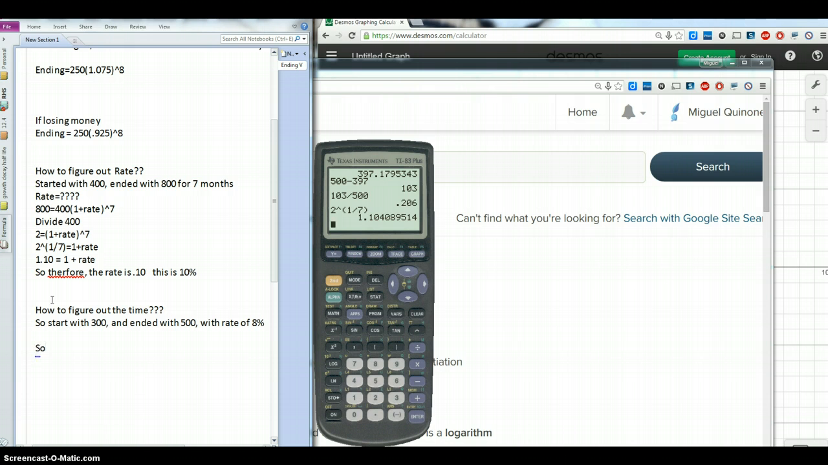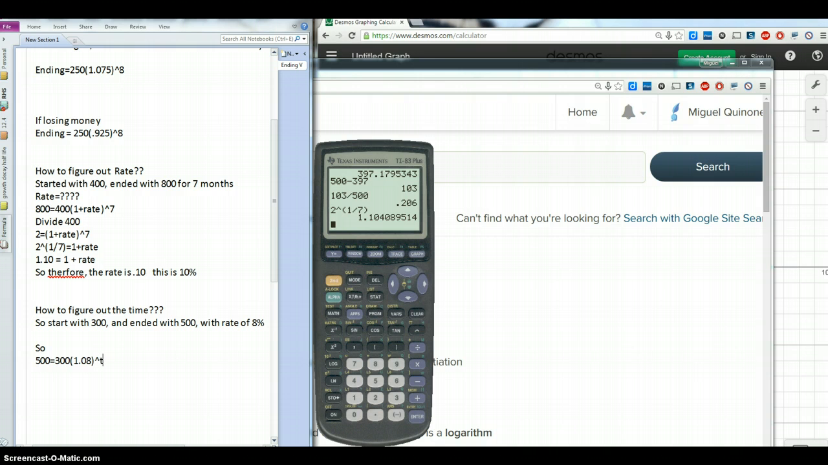So the equation will look like this. Ending with 500 equals 300, and then times... So it looks like we are going up again. So 1 plus 8% will be 1.08, and then to the power of, I don't know.